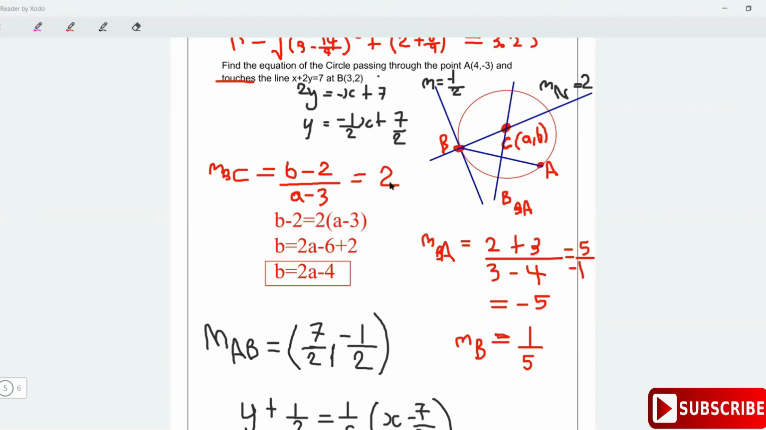Gradient of the normal is 2. B minus 2 over A minus 3 is 2. Cross multiplied, B minus 2 is 2A minus 6. Bring over the 2, B is 2A minus 4, yeah. Gradient of AB is y2 minus y1, 2 minus minus 3 is 5, over 3 minus 4, negative 1, so negative 5. Gradient of the bisector is 1 over 5.